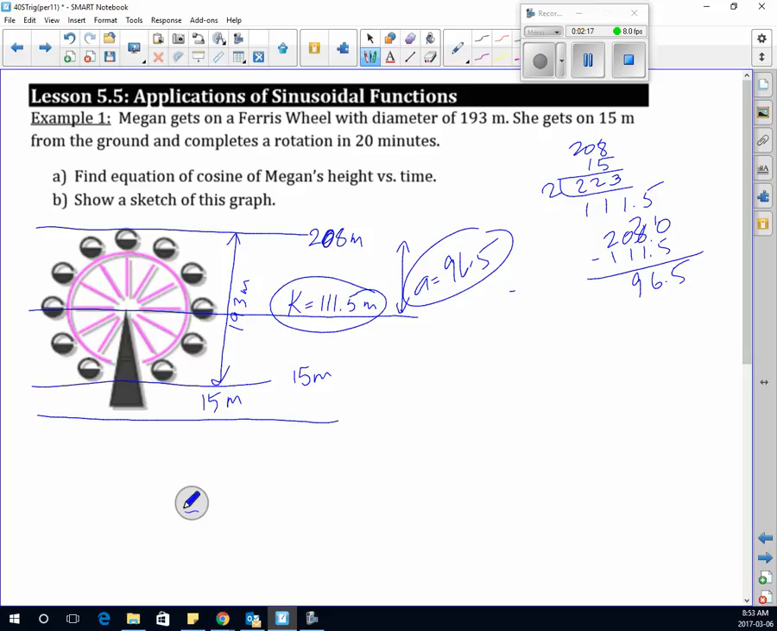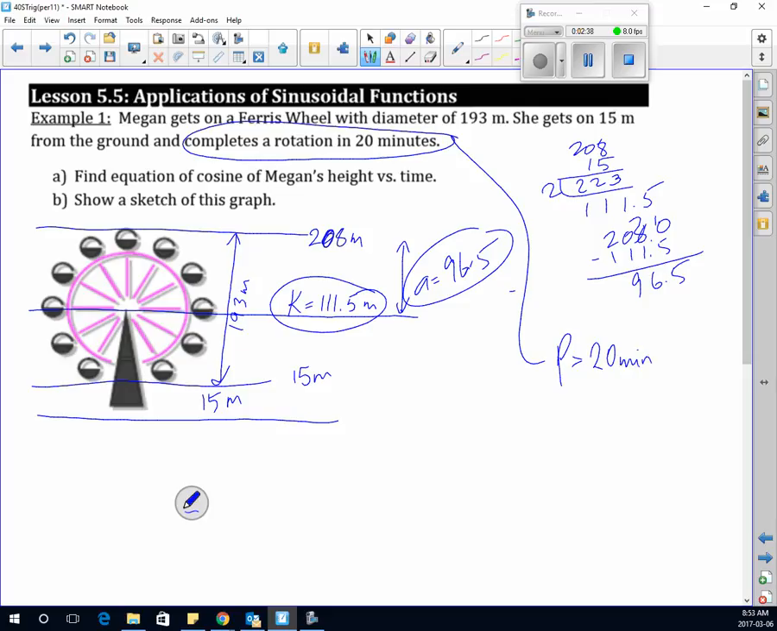Okay, so has everybody got this so far? Okay, the problem now is I got my A, I got my K. How do I know what my period is? Yeah, it says it completes a rotation in 20 minutes. So my period is 20 minutes.